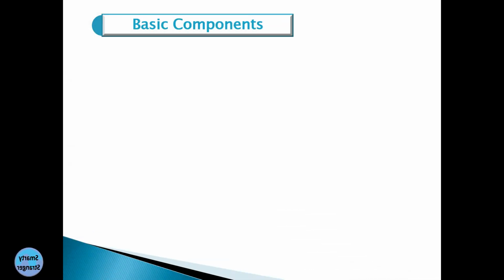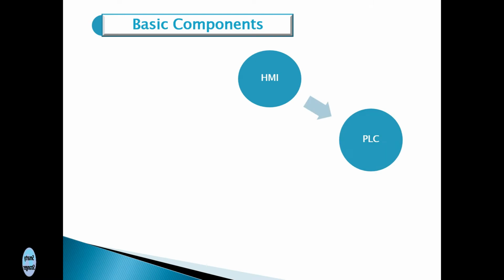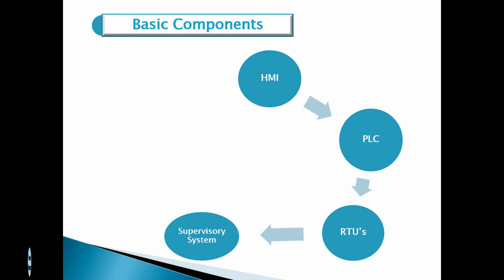Before discussing the architecture of SCADA and different types of SCADA systems, first we must know a few SCADA basic components, which are human-machine interface, PLCs, remote terminal units, supervisory system, and communication infrastructure.